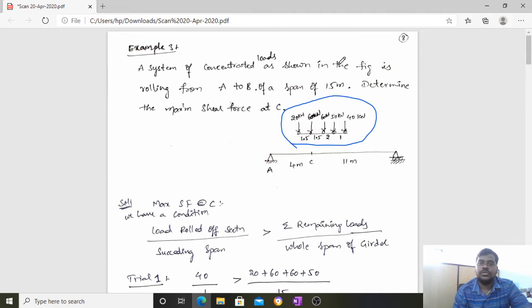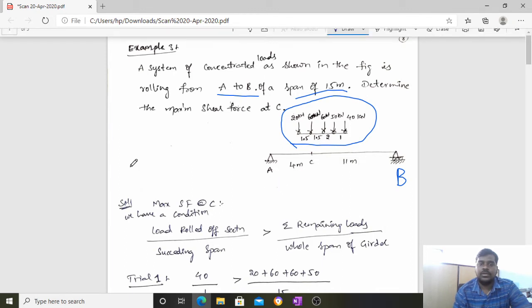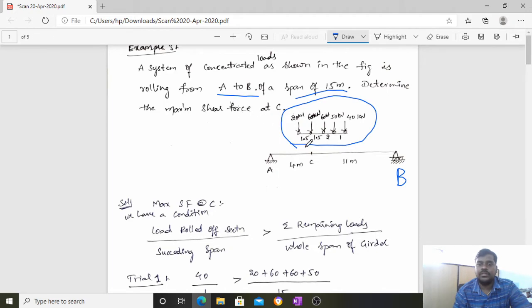So here, as shown in the figure, they are rolling from A to B of span 15 meters. So this end is B actually. So it's a span of 15 meters. Overall span is 4 plus 11, 15 meters. So determine the maximum shear force at C. So at C we have to determine the maximum shear force.